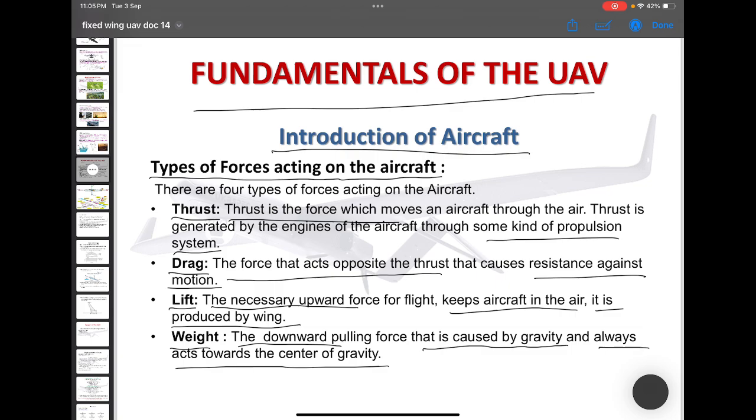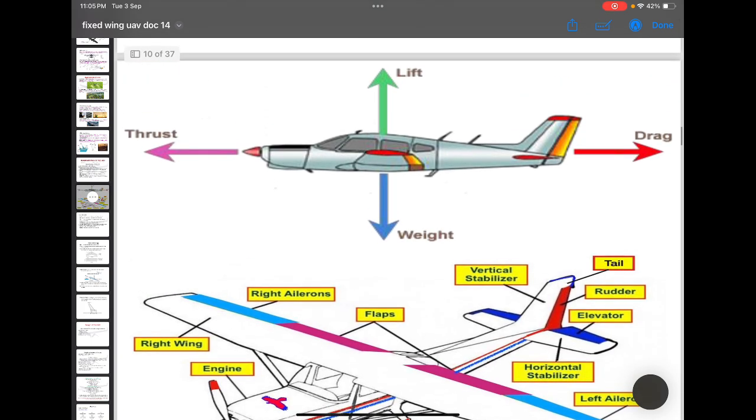See in this picture, here are the four forces. Here we can see lift acting upward. Okay, how will we get lift? By wings. Okay, weight, we know that weight will always act towards the ground, and thrust acts forward. Okay, drag is backward. Okay, how will we get thrust? By the engine we will get the thrust.